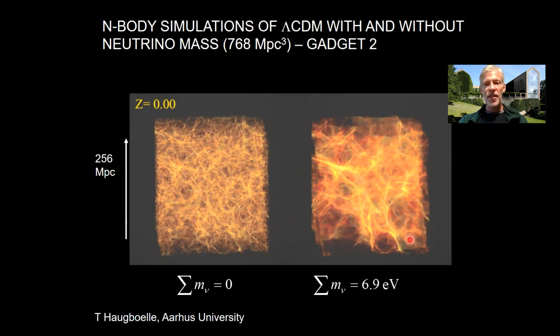But of course, this would be highly disallowed by observations. And that means that you can actually probe neutrino masses using cosmological structure formation data. And that's a big area of research in cosmology and has been for decades by now.